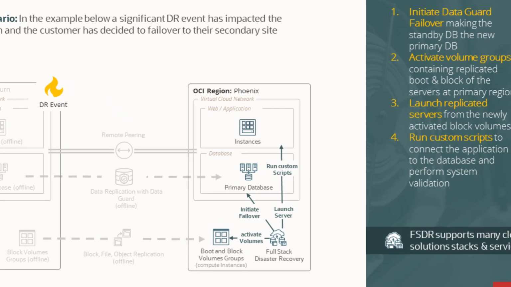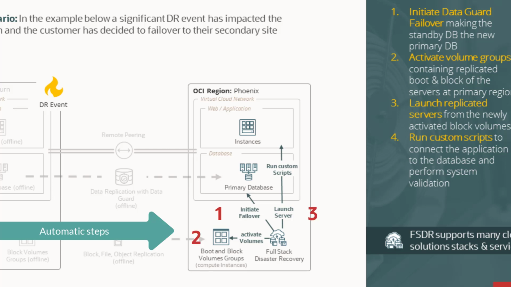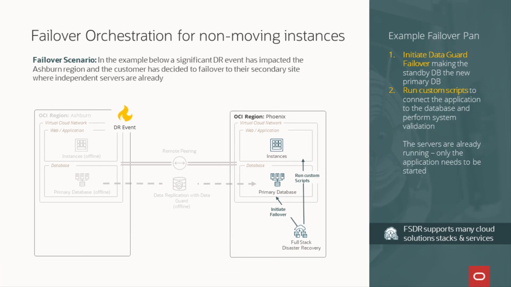This is showing a failover for movable compute. Notice that FullStackDR will automatically perform the DataGuard failover, then activate the replicated storage, launch the replicated compute instances, and then call any custom automation you added to the DR plan.